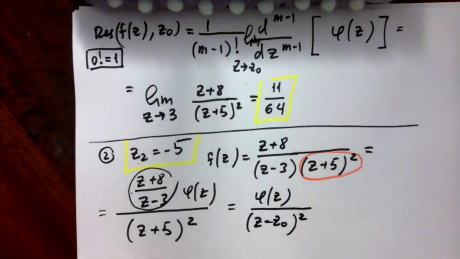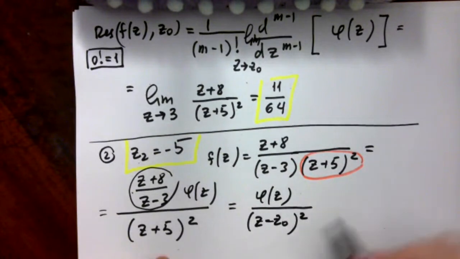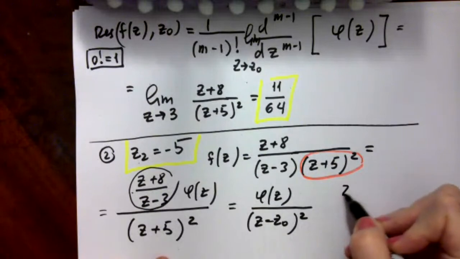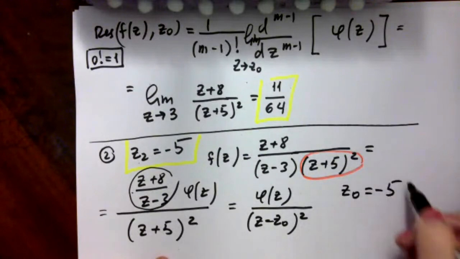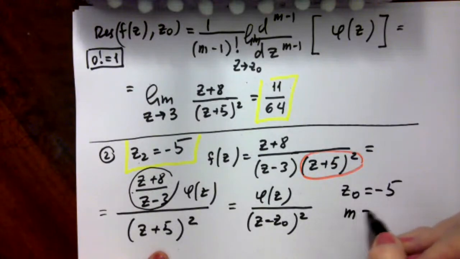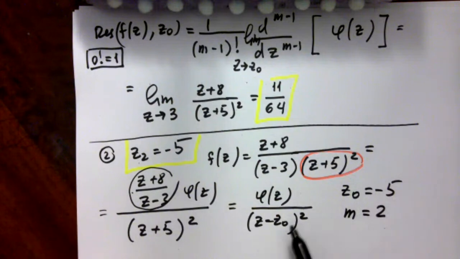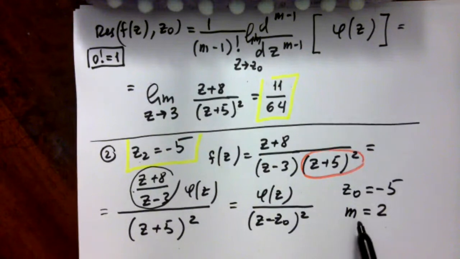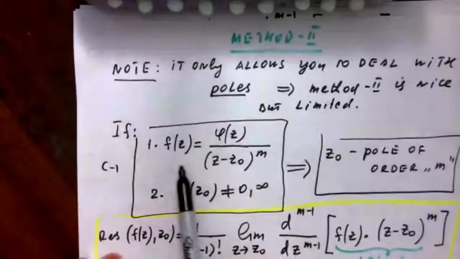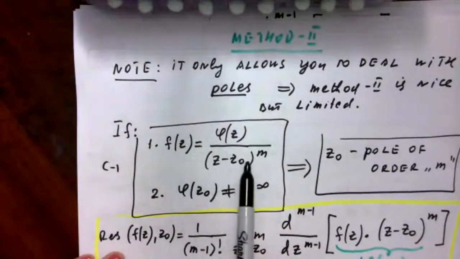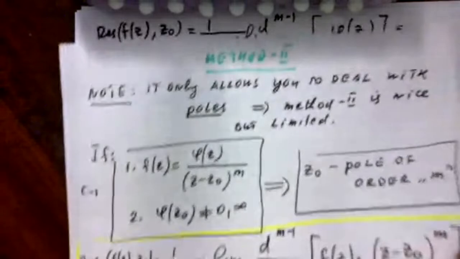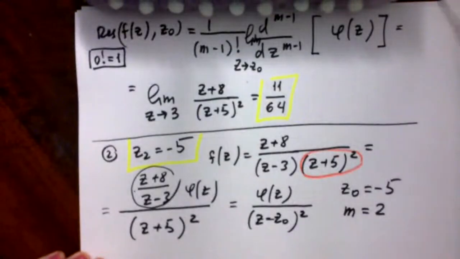Okay, let me rewrite the general template from the theorem again, so that it would be more convenient for us to compare. So what do we have now? Of course, as before, we can write that z0 is minus 5, it's pretty obvious. M is equal to 2. So it looks like this singularity, minus 5, is going to be a pole of order 2. But you should be cautious, because you should remember that the theorem consists of two requirements. We already checked the first requirement, but the second requirement is still to come.